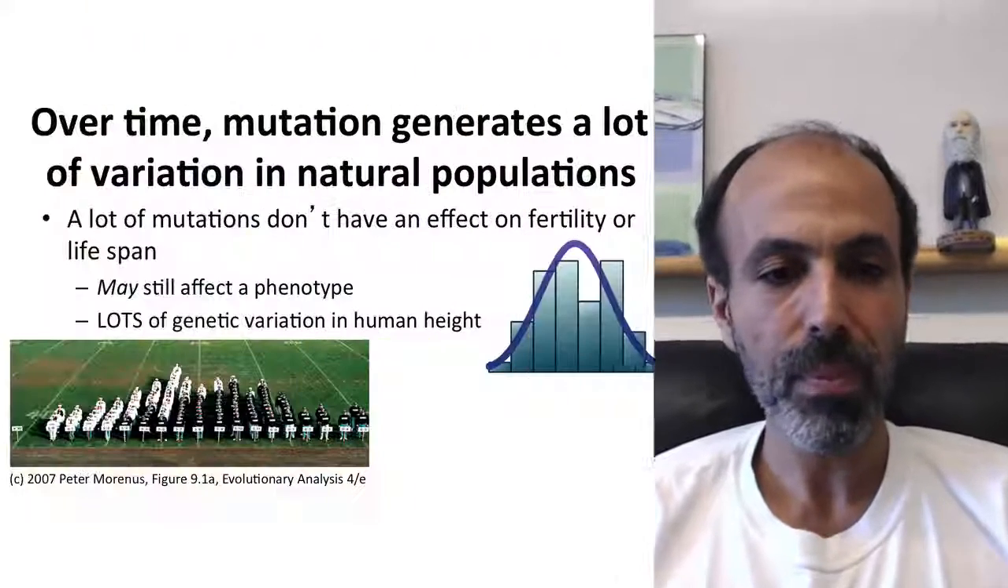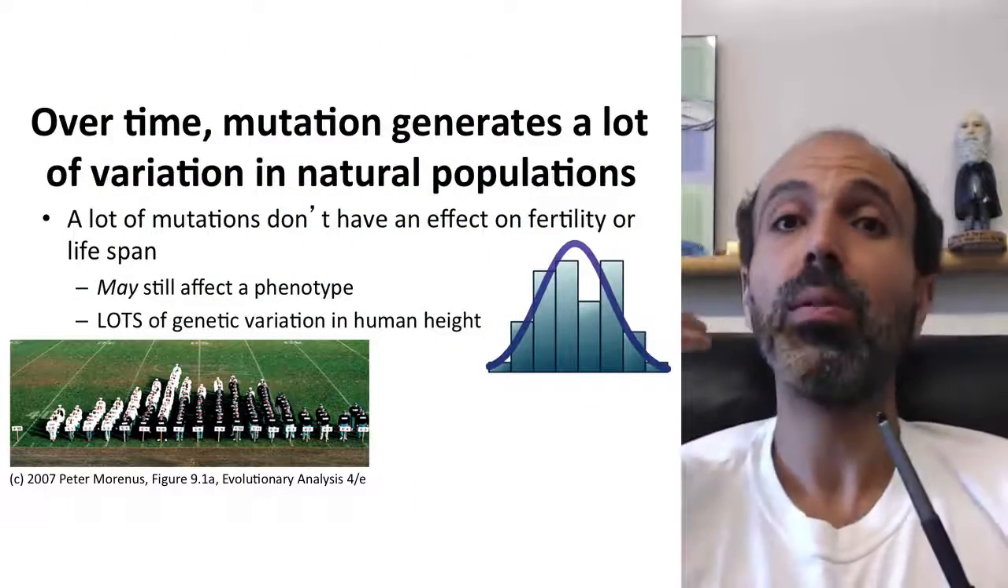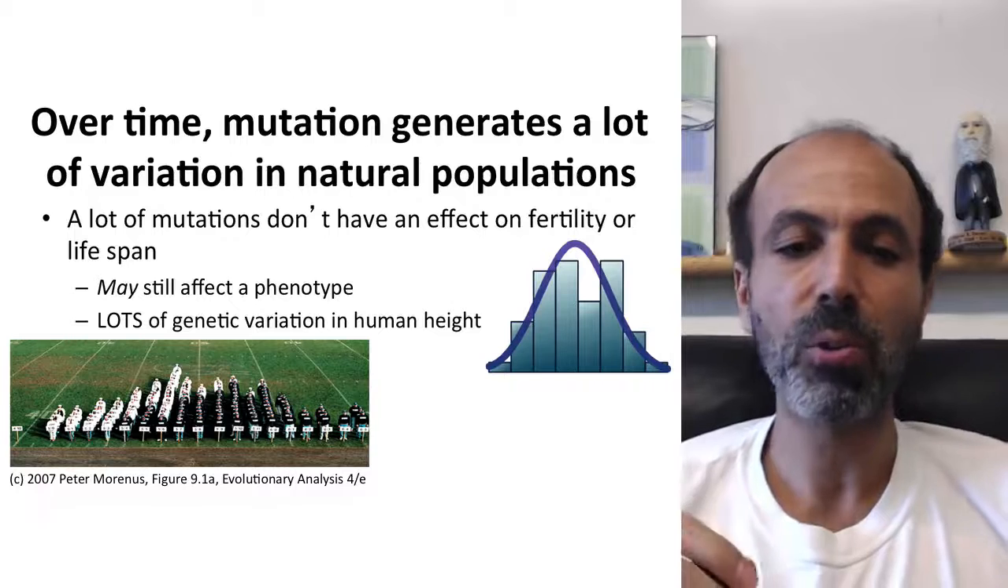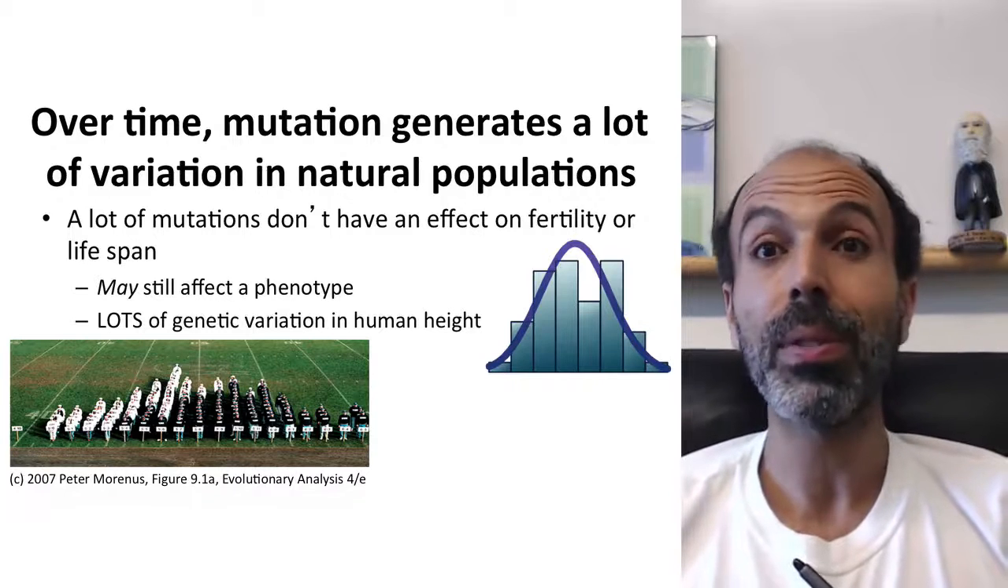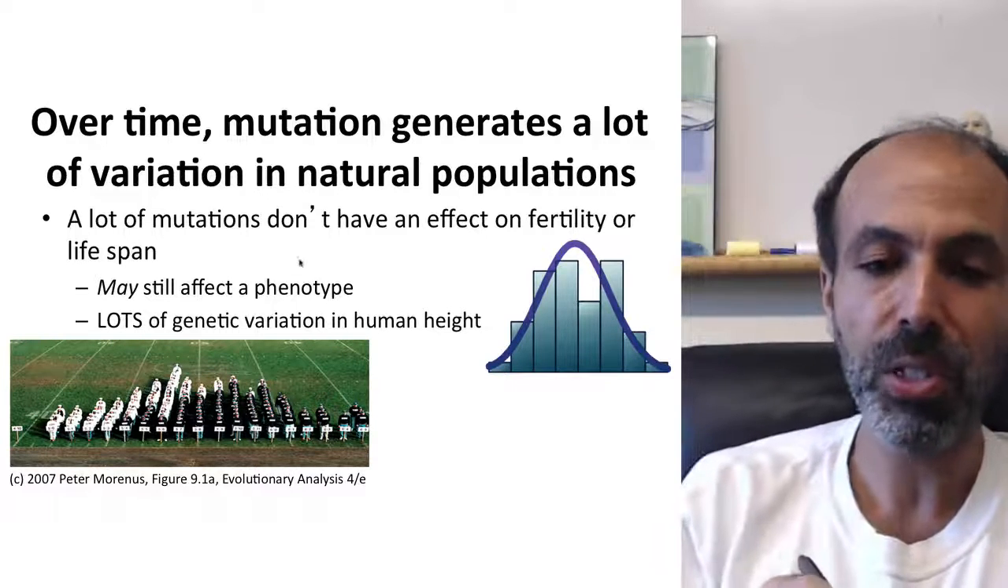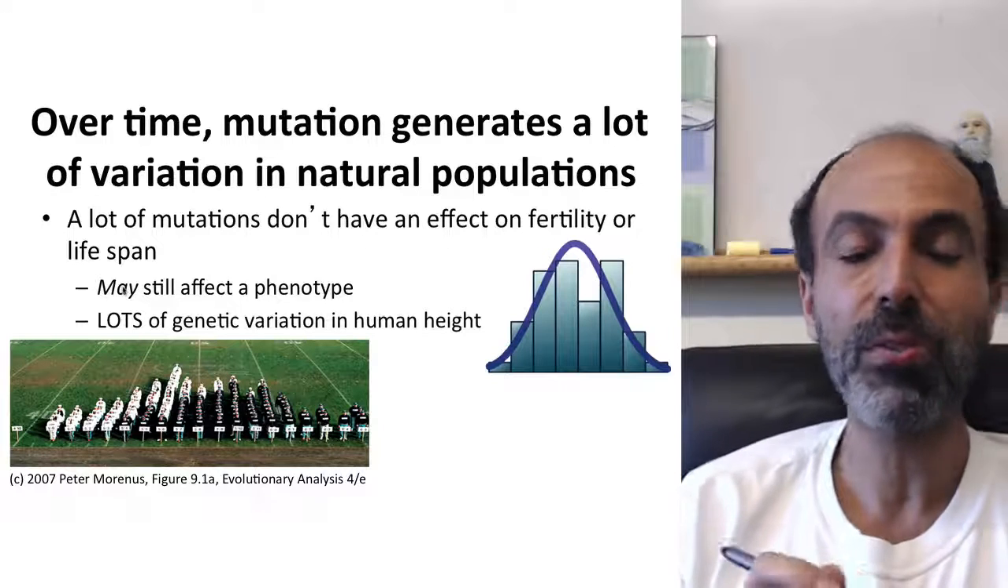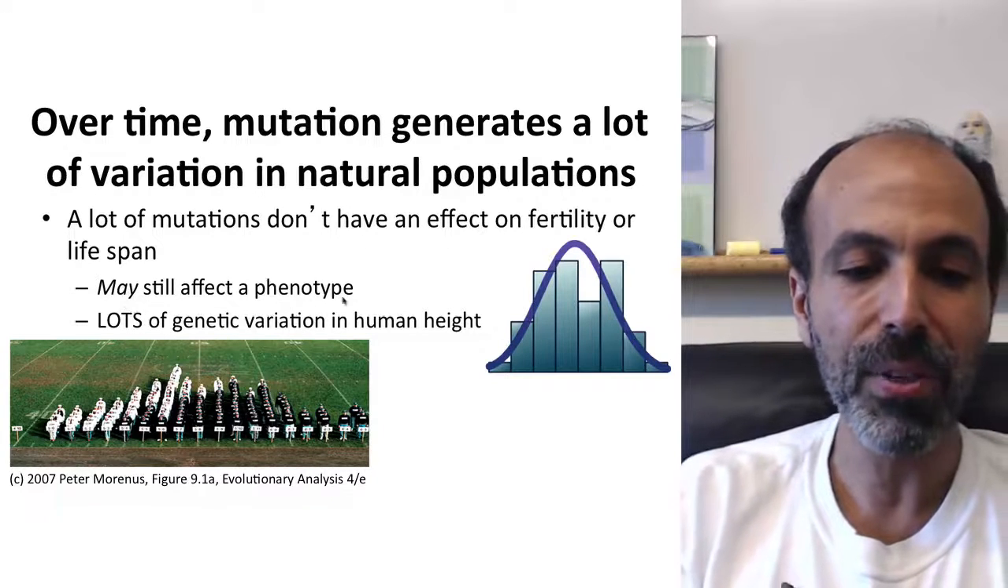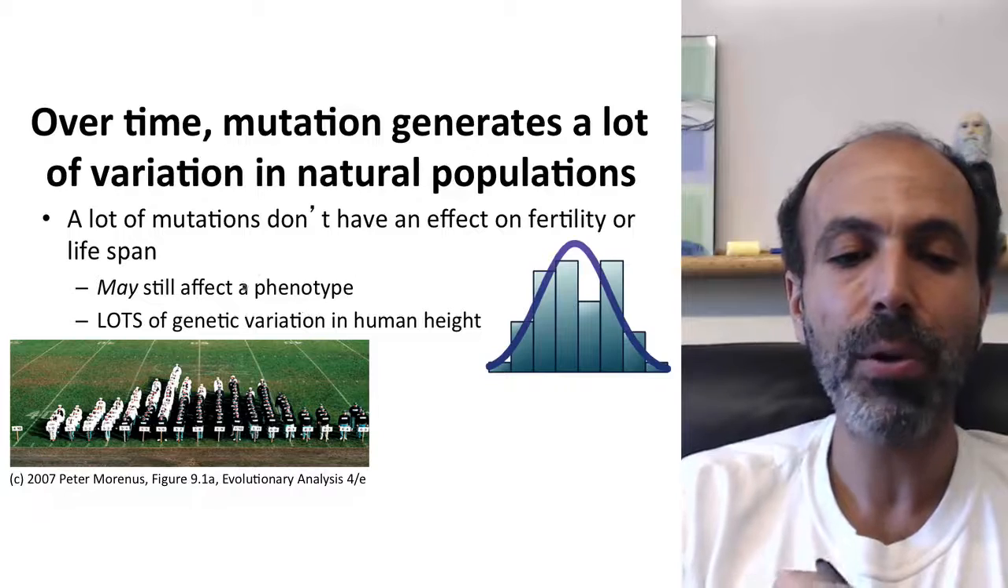Now, over time, many rounds of this mutation, not just that individual one, will generate a lot of variation in natural population. And again, as I emphasized, a lot of mutations don't necessarily have an effect on fertility or lifespan, but they may still affect a phenotype. They may still affect how an organism looks, right? So let's say, for example, there was a mutation that slightly lengthened your earlobe. Maybe that wouldn't affect your probability of having kids whatsoever, passing on your genes, but it still could get passed on, and in that sense, it is still neutral, even though it has an effect.